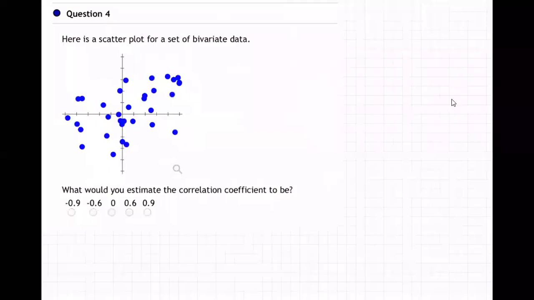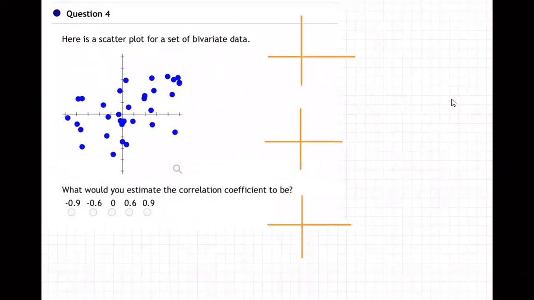All right, so they're giving us an example of what's called bivariate data, and they're asking us what the correlation coefficient could be. Well, let me show you what that is. The correlation coefficient, basically, let me set up some examples here. Maybe I'll do some ones like this.